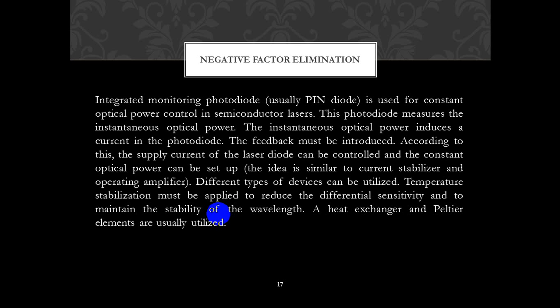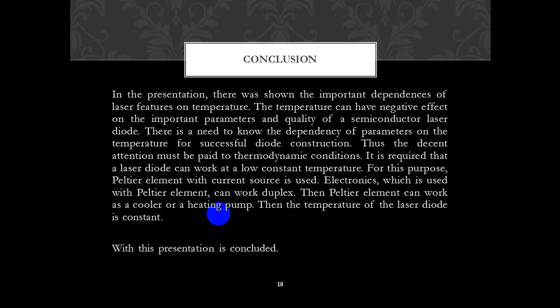Temperature stabilization must be applied to reduce the differential sensitivity change and maintain the stability of the wavelength. The heat exchanger and Peltier elements are usually utilized. In this presentation, the important differences of laser features on temperature were shown. The temperature can have negative effects on the important parameters and quality of semiconductor laser diodes. There is a need to know the dependency of parameters on the temperature for successful diode construction. Thus, decent attention must be paid to thermodynamic conditions.